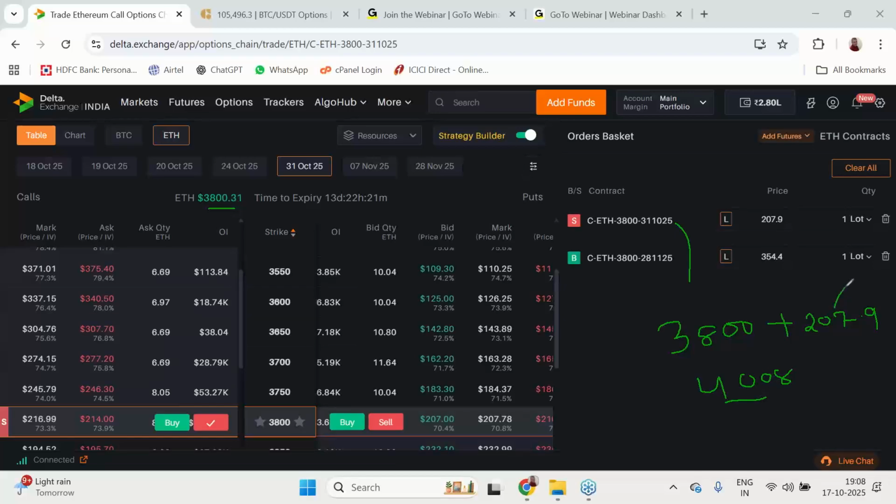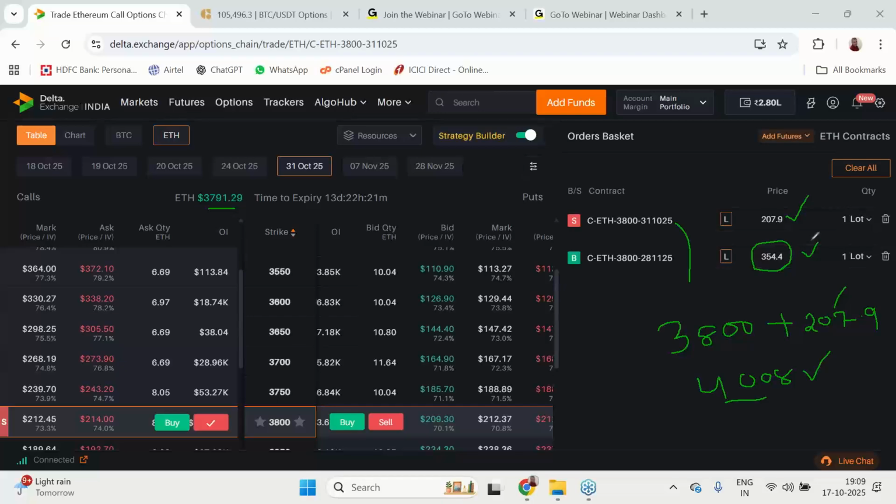The moment it crosses 4,008, the delta accumulation will start. The sold option has a higher time value, so it will add more delta. The buying side will add lesser delta. So we land in a problem, or our position will go into losses. So this is the very fundamental of your calendars.